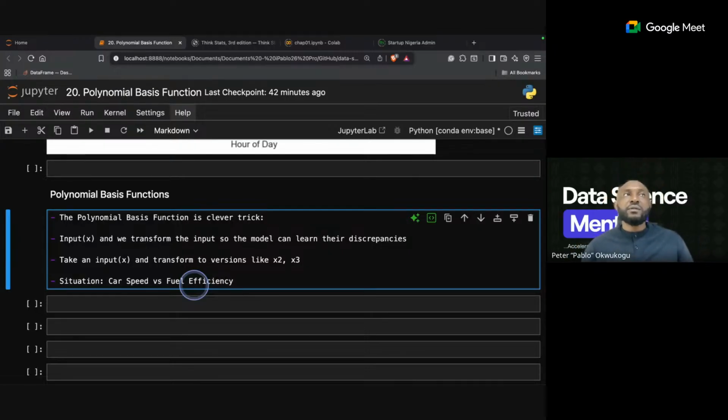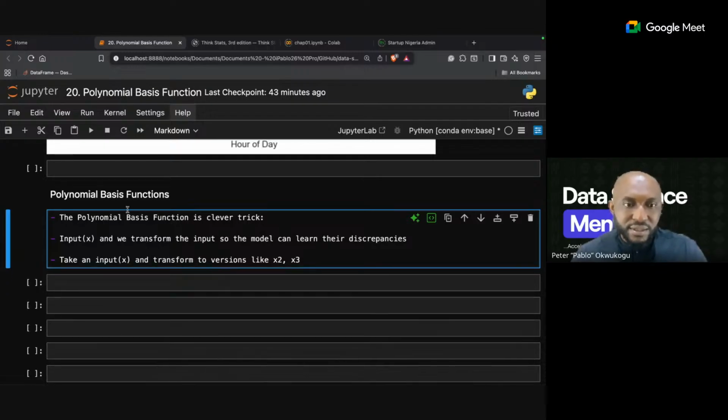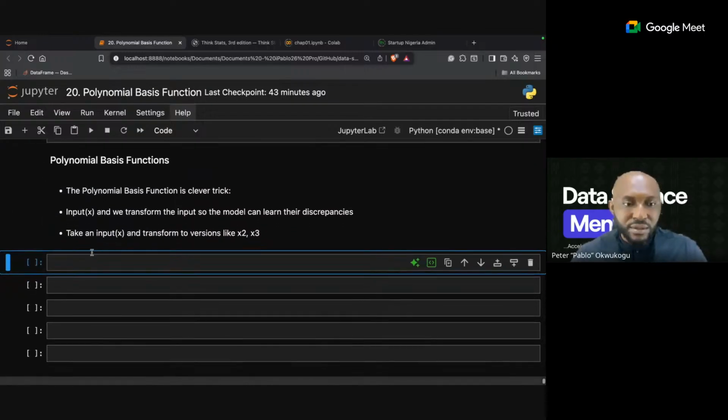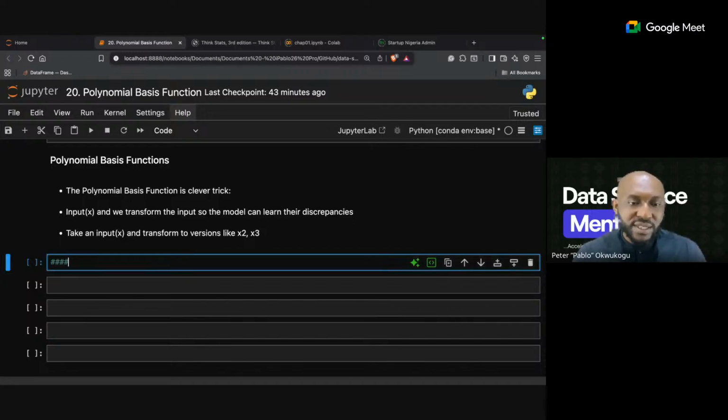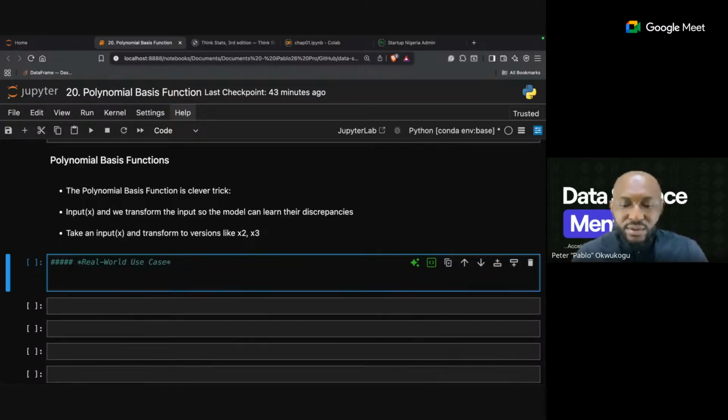Now, let's assume, we'll have this assumption. So let me put this first part here. Let us call this a real world use case. So that's why this is the situation.